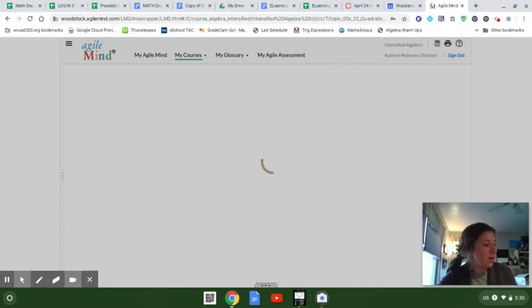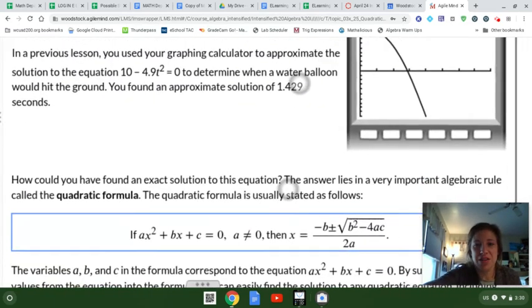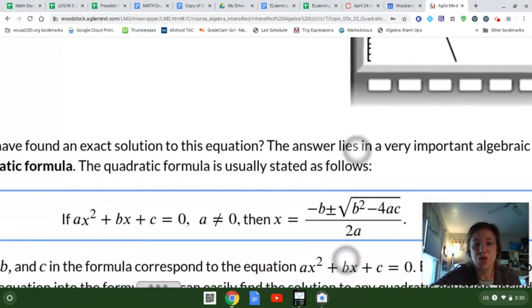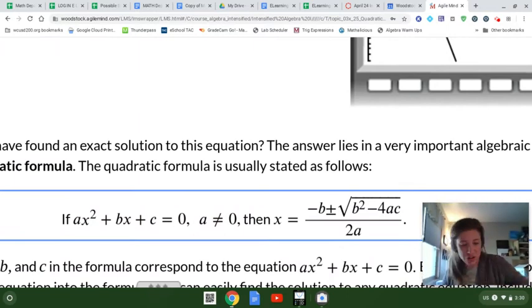So on Agile Mind, I'm just flipping to page 3, or you can fast forward in the arrows to number 3. This right here in the middle of the screen, this beautiful, beautiful formula is what we call the quadratic formula. Questions I'm sure running through your head: do we have to memorize it? The answer is for this year, no. In geometry next year, you may have to. By the time you hit Algebra 2, yes, you will have to have it memorized.